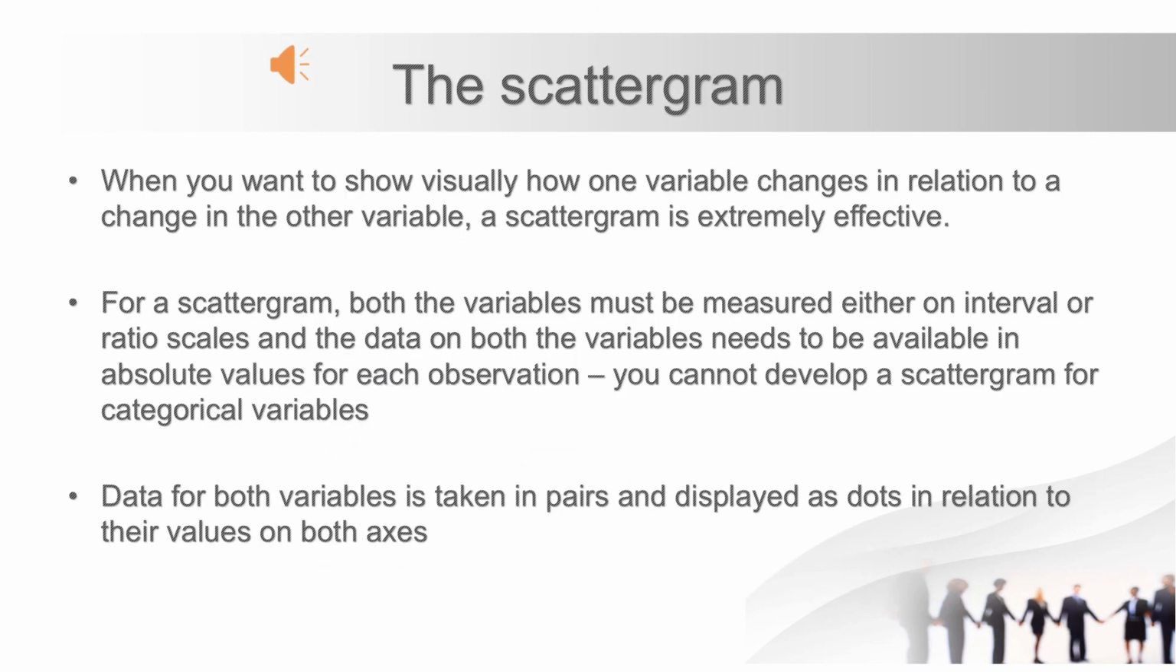So let's talk about the scattergram. When you want to show visually how one variable changes in relation to a change in the other variable, a scattergram is extremely effective. For a scattergram, both the variables must be measured on interval or ratio scales, and the data on both variables need to be available in absolute values for each observation. So you cannot develop a scattergram for categorical variables. Data for both variables is taken in pairs and displayed as dots in relation to their values on both axes.